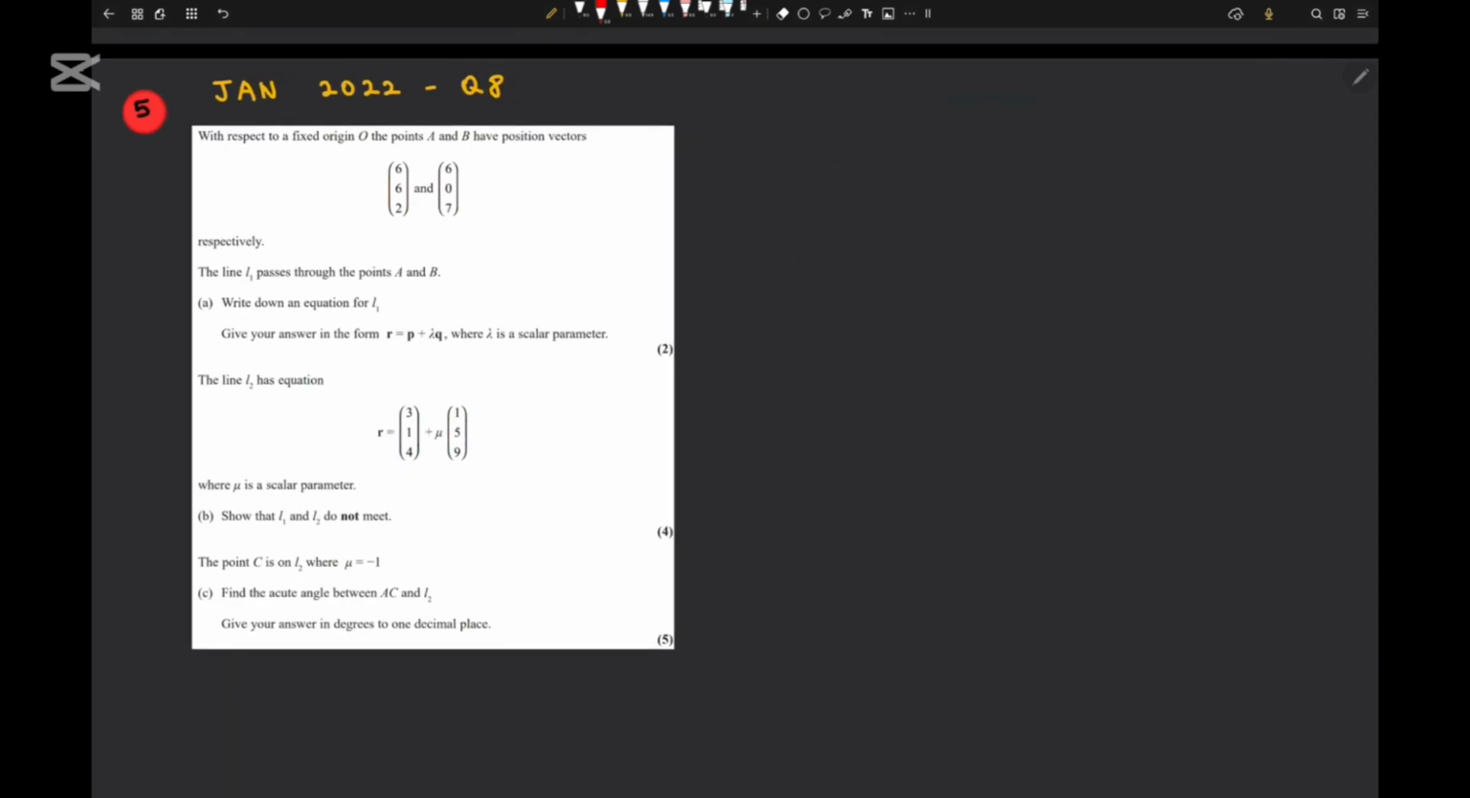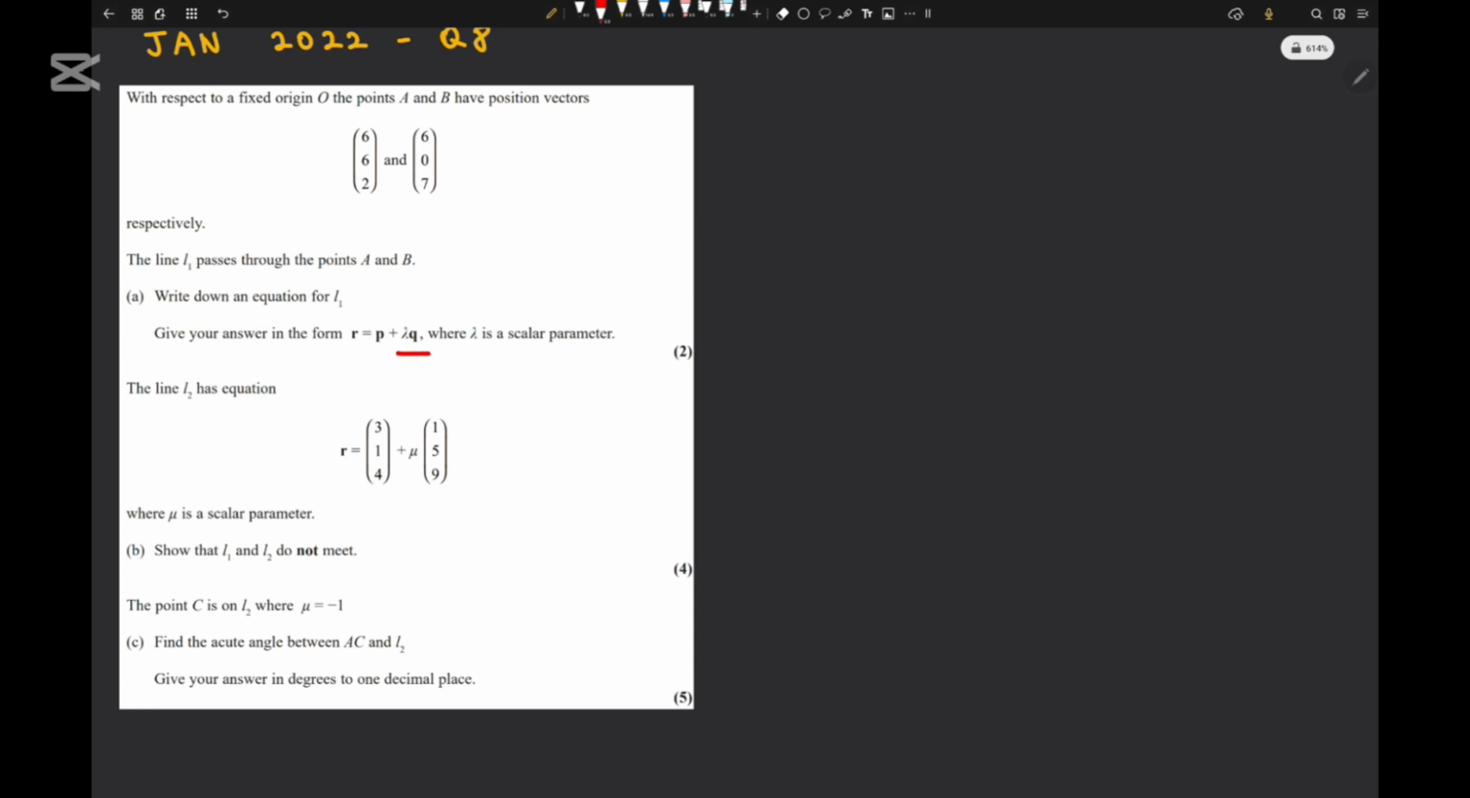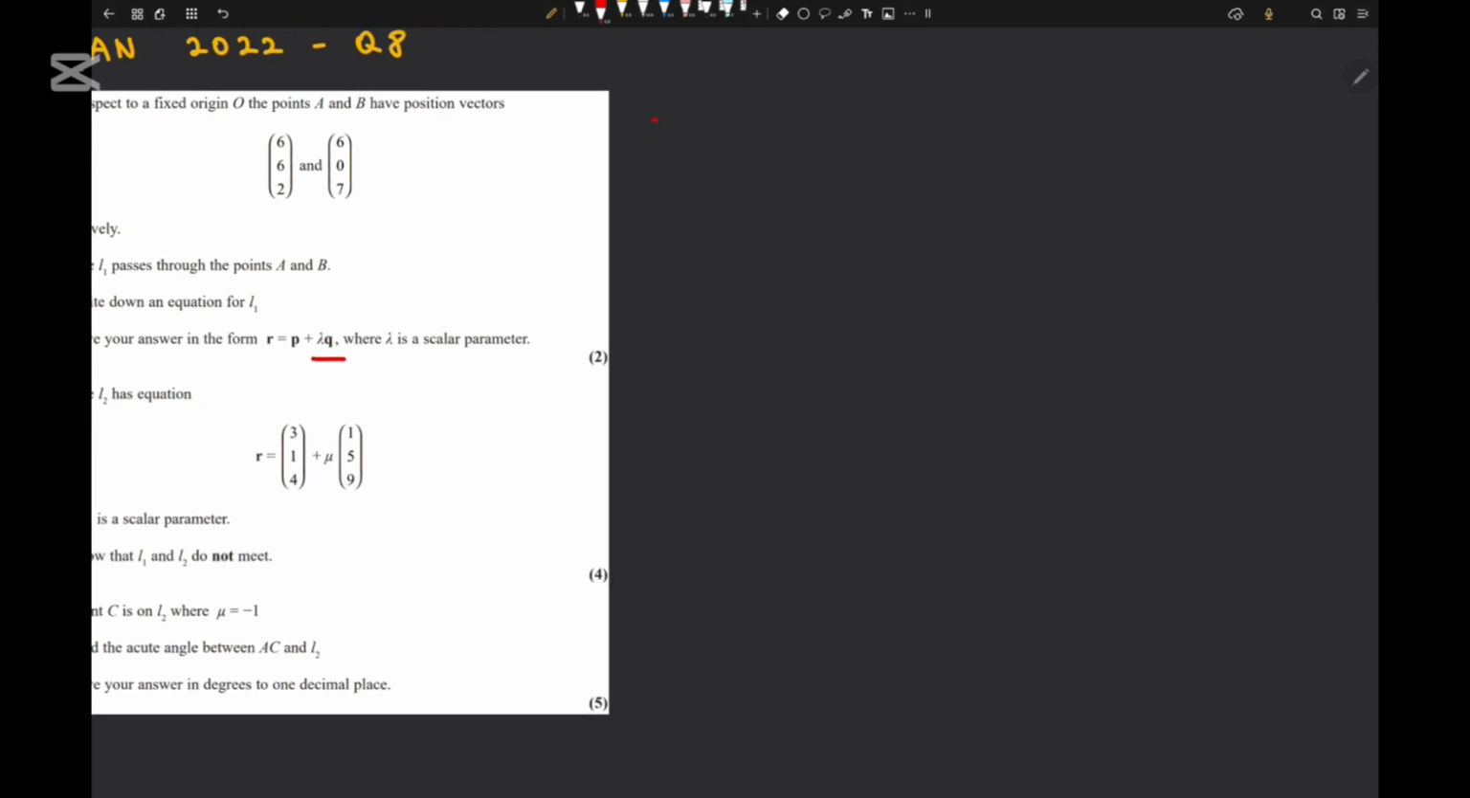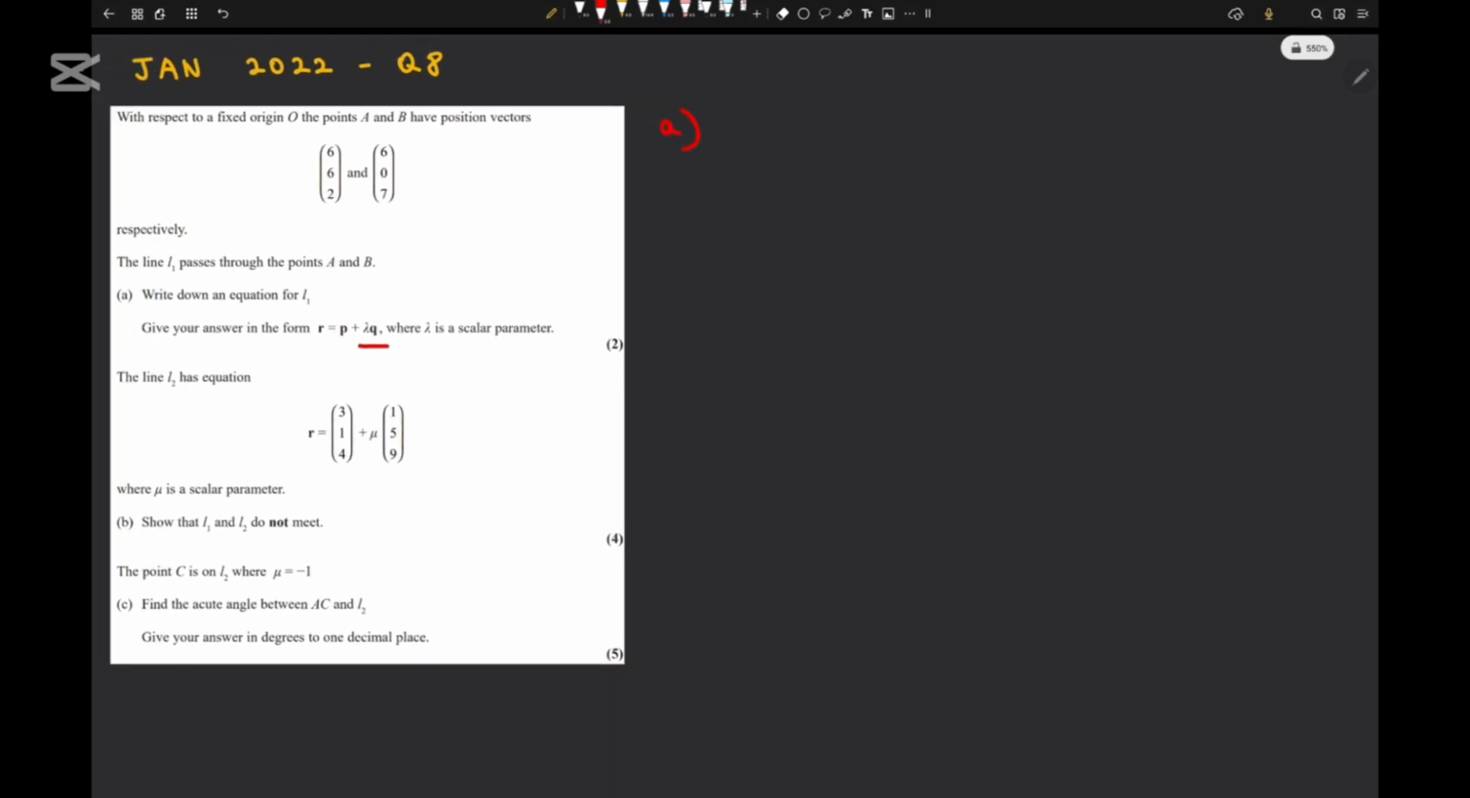This is a question from January 2022, question 8. We have two position vectors, the OA vector and the OB vector, and the line L1 passes through the points A and B. First of all, we need to write down an equation for line L1 in the form r equals p plus lambda q. So for line L1, the equation is r equals, since this passes through both of these points, A plus lambda times B minus A.